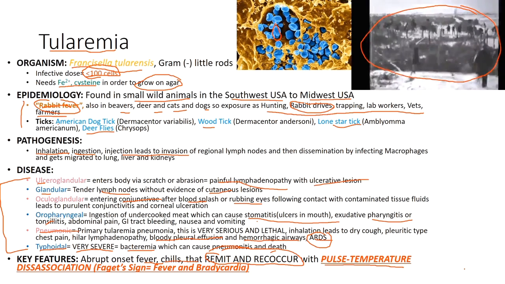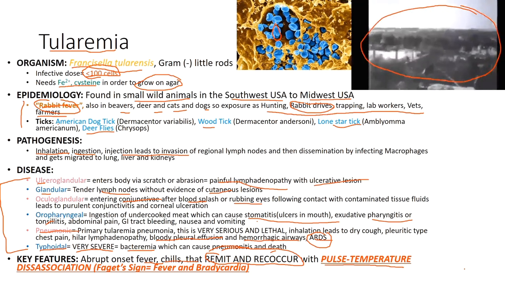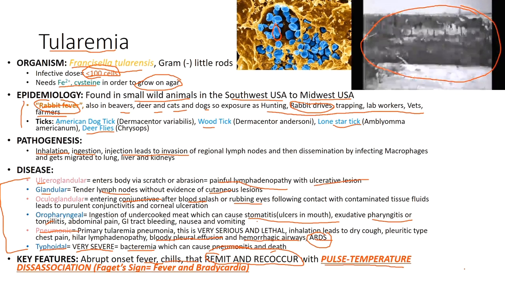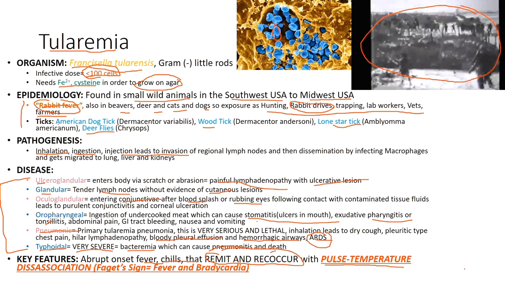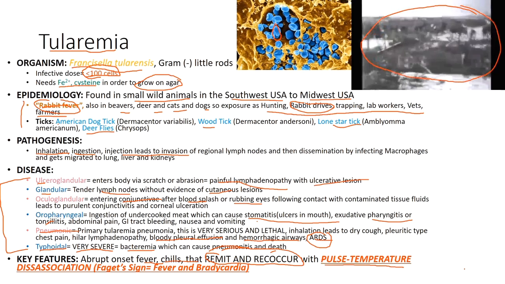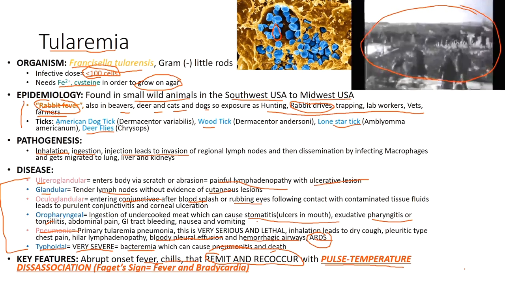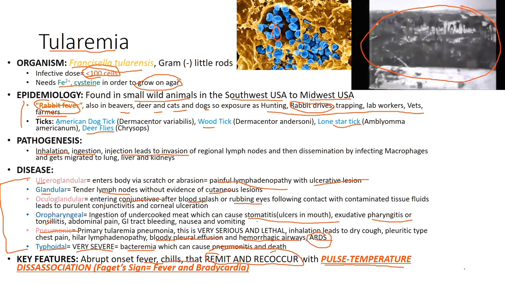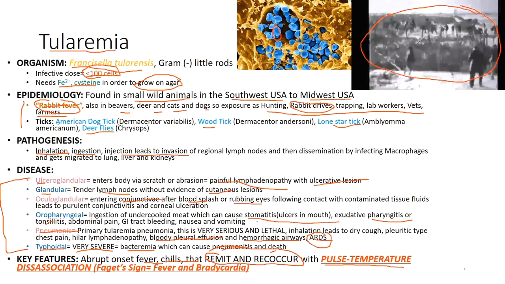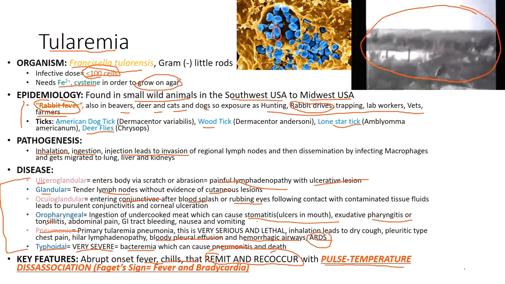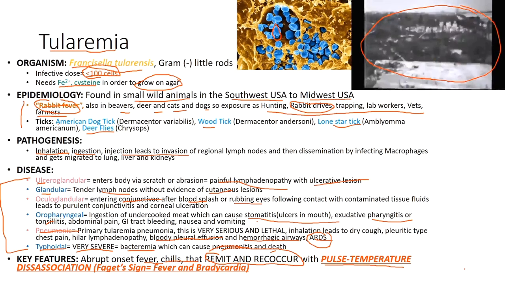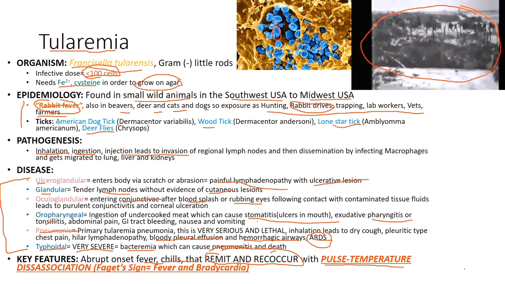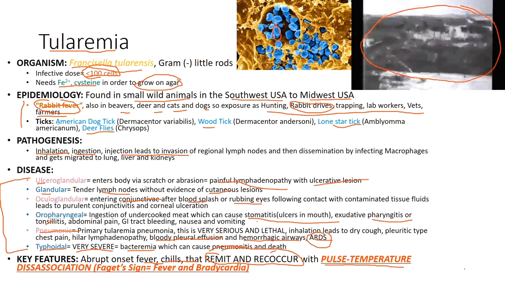Usually when you get an infection, just think of any old infection, influenza, whatever, with every degree Celsius or Fahrenheit that your fever increases, your heart rate usually increases by a few beats per minute. This is known as pulse temperature association: increase in temperature, increase in heart rate. However, here it is pulse temperature dissociation, where fever increases and heart rate decreases. It actually goes bradycardic.